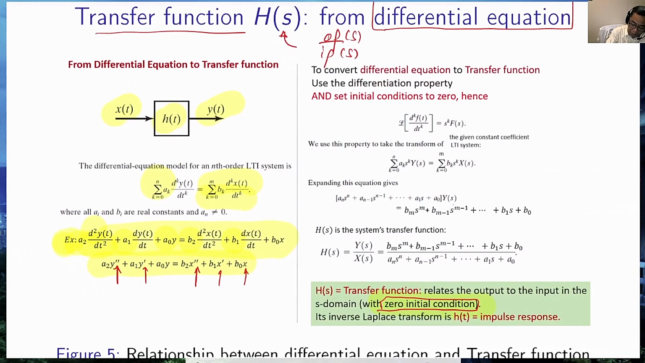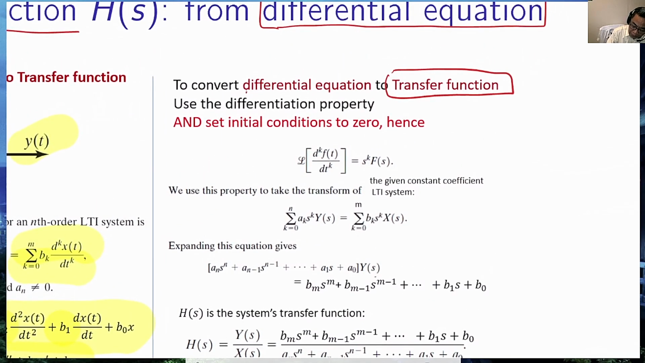Now, what do we do? Well, we want to convert this differential equation into something called a transfer function. The transfer function is the description of the differential equation in the S domain. So we use the differentiation property, and most importantly, I reiterate, we have to set the initial conditions of the y side to be 0.